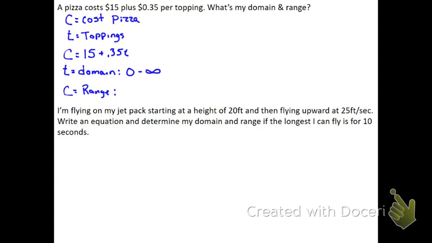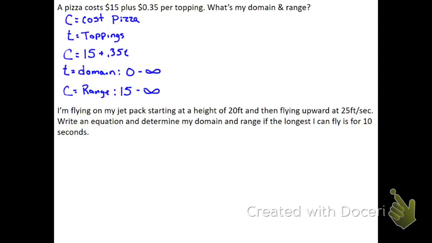Your range is going to be $15. And let me clarify, if you don't have any toppings, your pizza is going to cost $15 because it's just a cheese pizza that'll cost you $15. So your range will be $15 to infinity dollars for pizza. Again, your domain is 0 to infinity. You can have 0 toppings to infinity, and your range of a cost will be $15 for a cheese pizza or infinity dollars for however many toppings you want to put on the pizza.